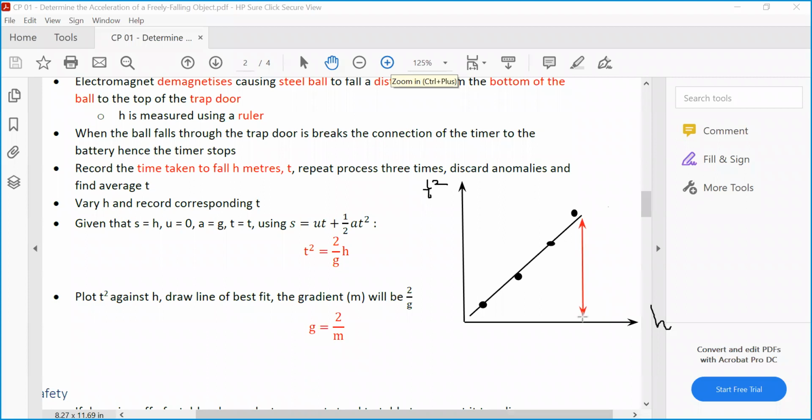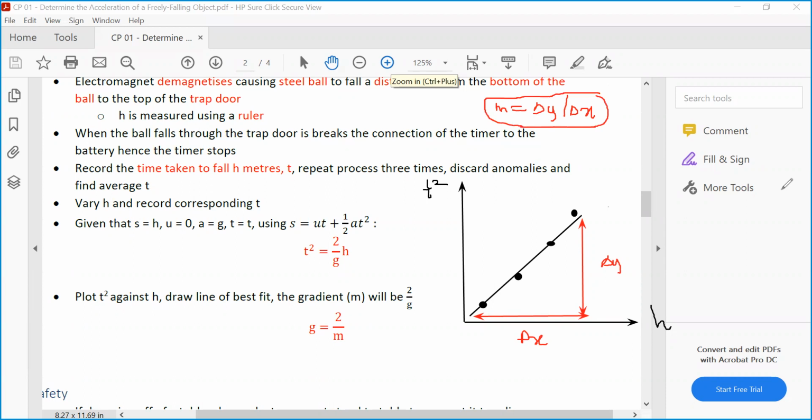Then you take the gradient of this. Remember, in the exam, when we do questions, I'll teach you in the exam. When you take the gradient, don't take small heights like this. Always take the biggest amount you can. Largest delta y, largest delta x. Always take the largest. m equals delta y over delta x. Don't take small values, because to increase accuracy, we have to take the largest we can.